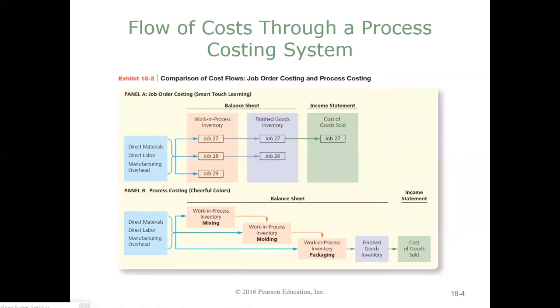All right. So panel A above is what we just got done with, job order costing. Materials, labor, and overhead flow into each job, then the jobs flow into finished goods inventory, and whatever we sell goes into our cost of goods sold. Whereas under process costing, we have direct materials, direct labor, and manufacturing overhead going into each of the departments along the process, okay? And I'll give you an example in a minute.